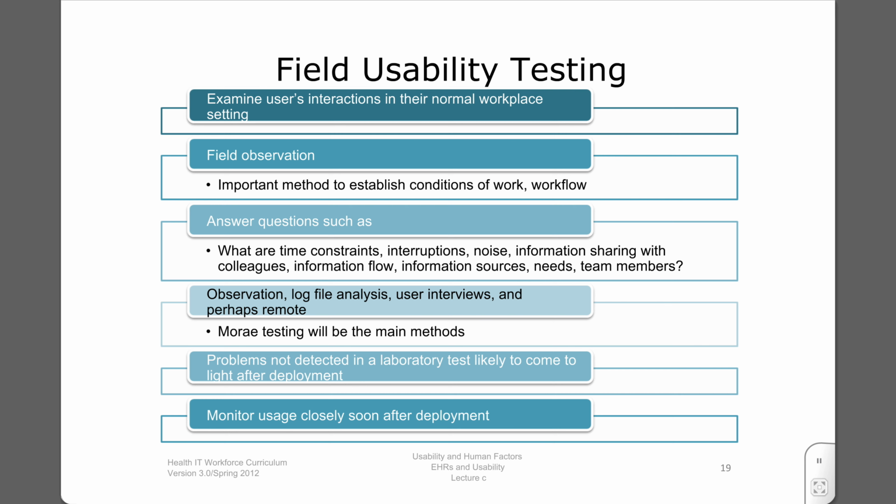Field usability testing is also important to examine whether there are problems after deployment, when the normal workplace setting can introduce many additional factors not present in the laboratory. Here we can use systematic field observation. The Moray remote testing feature can also be used to monitor use remotely. Field usability testing can also include observation, log file analysis, user interviews, and analysis of help desk reports. It is particularly important to monitor problems that arise soon after deployment.